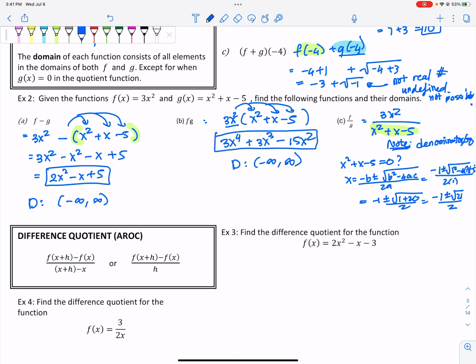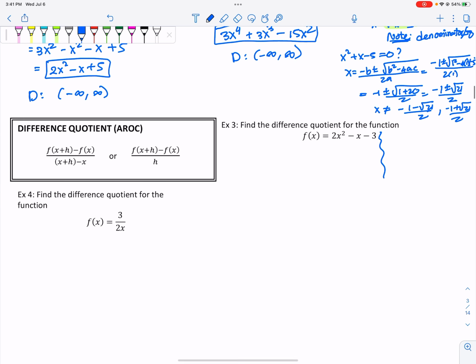So we can write this out as x cannot equal negative 1 minus the square root of 21 over 2, and it cannot equal negative 1 plus the square root of 21 over 2. So on the number line, we have negative 1 minus square root of 21 over 2 here, negative 1 plus square root of 21 over 2 here, open circles at these two points, and then shading everywhere else. Everywhere else will be part of the domain of this function.